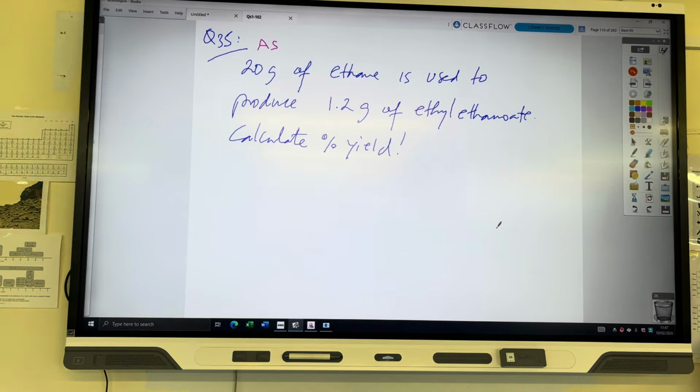Question 35. 20 grams of ethane is used to produce 1.2 grams of ethyl ethanoate. Calculate percentage yield.